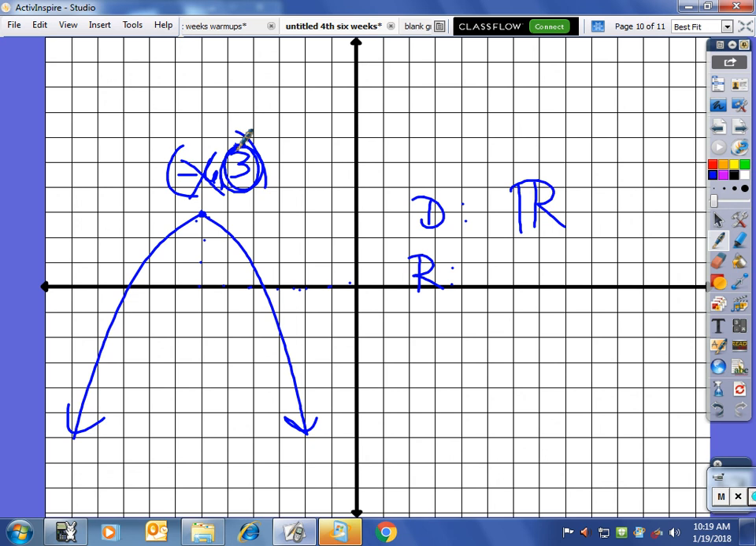All of the other y values are what? Below it. So how would I write that for range? Now be careful, because they will probably put this answer choice down there. Y is less than 3. That's close, but not quite. Y is less than or equal to 3. 3 is definitely part of the picture. It's colored in. Okay, what if your picture was not a frown, but a smile?